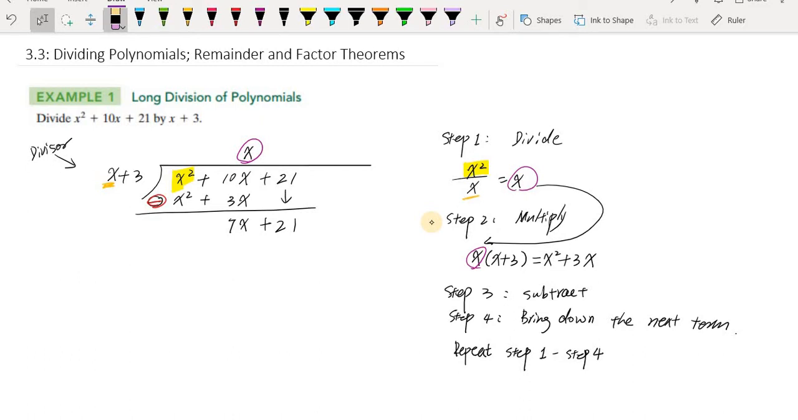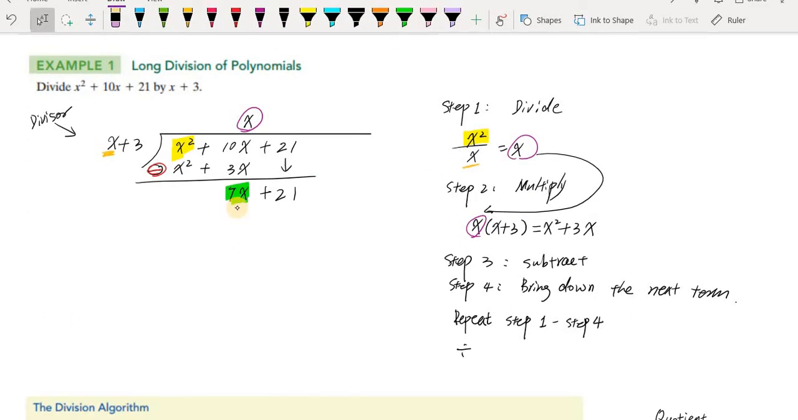So after step 4, we're just going to repeat step 1 to step 4. So we're going to divide again. We're going to use 7x divided by x right here again. Okay, so I'm going to write it down. 7x divided by x. So in this case, it'll give us 7. So we're going to put that 7 on the top right here. That will be plus 7.